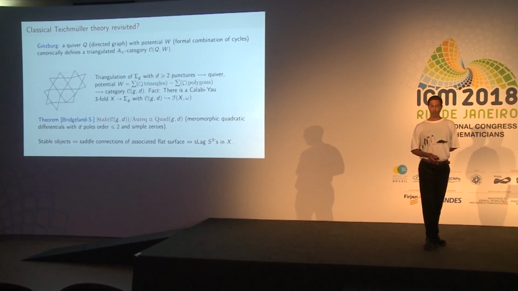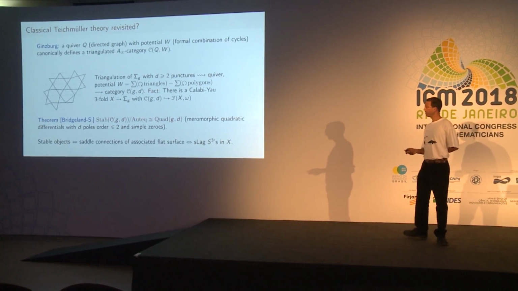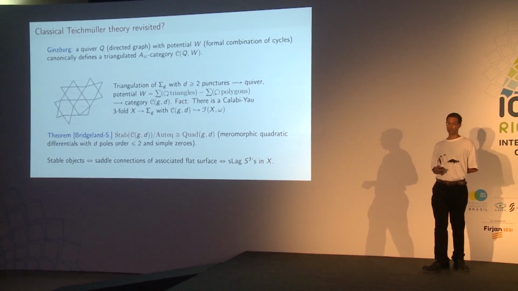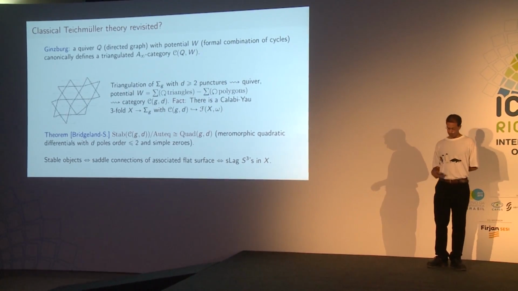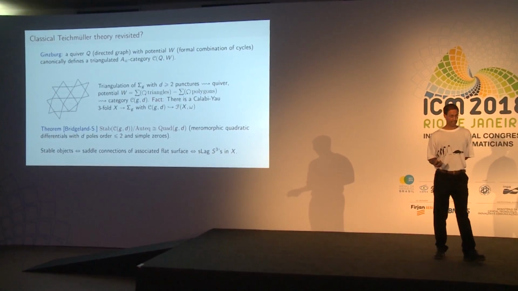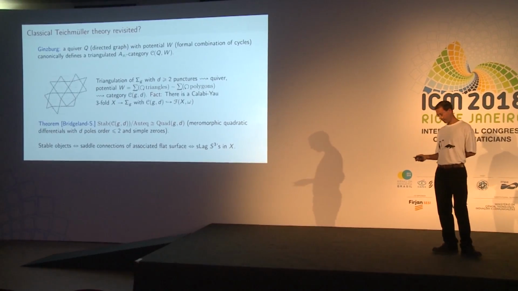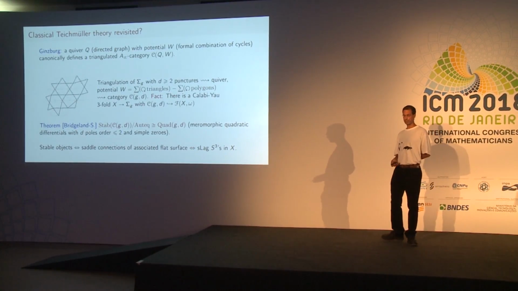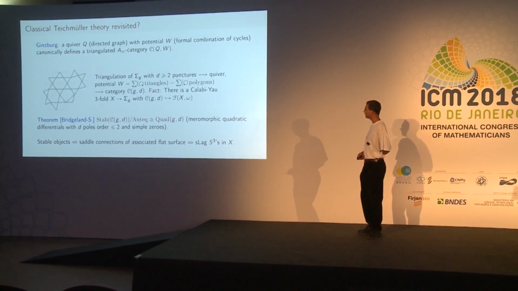So if I give you a quiver, that's to say an oriented graph, together with a potential, that's a formal combination of cycles, there's a method due to Ginzburg to build from that one of these triangulated A infinity categories, and that then has a space of stability conditions. And this is a class that we understand reasonably well.